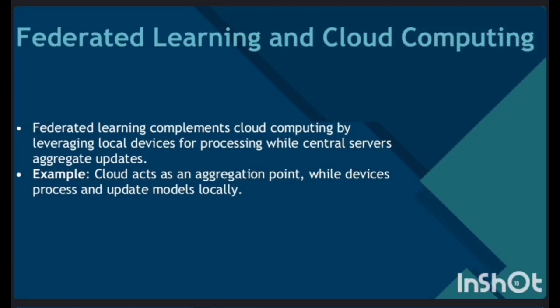For example, imagine hundreds of smartphones updating a predictive model based on their local data. These devices process the data locally and send only updates to the cloud. The cloud then aggregates these updates to improve the overall model. This setup combines the strengths of both technologies. Federated learning reduces data transmission, while cloud computing manages the aggregation efficiently.